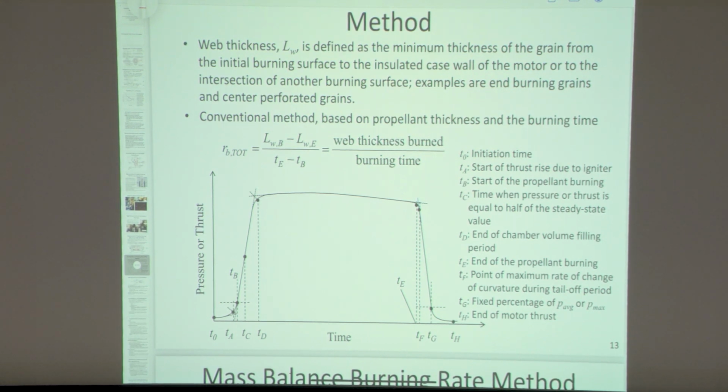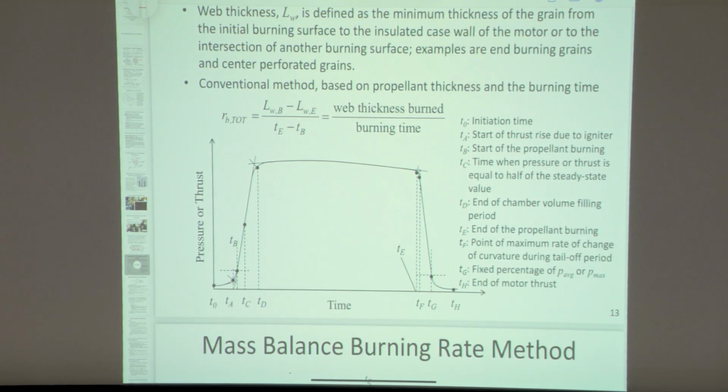Examples are end burning grain. So in an end burning grain, if you remember, it was just burning linearly down the grain. And a center perforated grain is burning out radially. And so the web thickness has changed there. And the conventional method based on the propellant thickness and the burning time is just to measure the web thickness burned over the burning time.